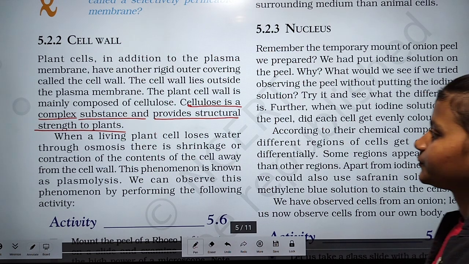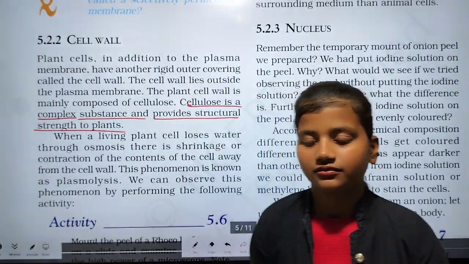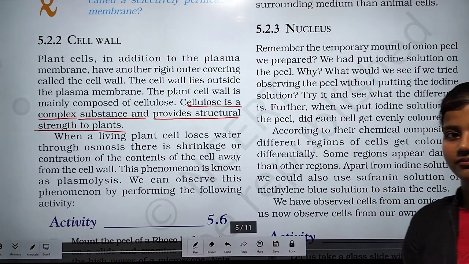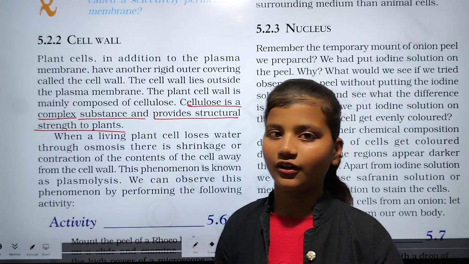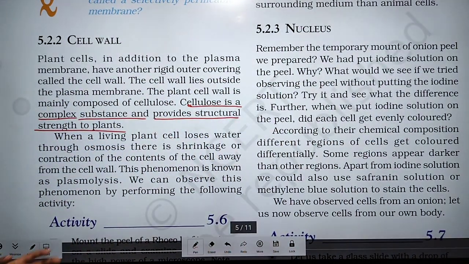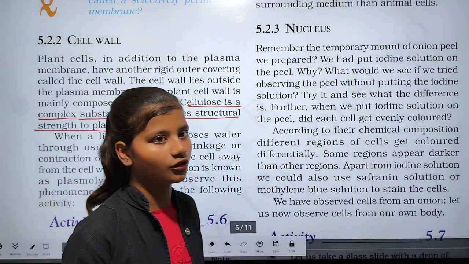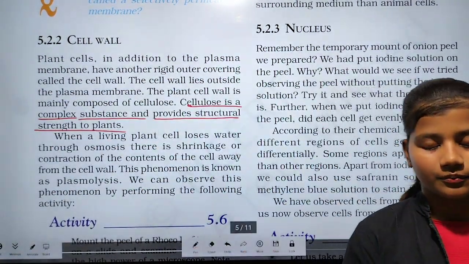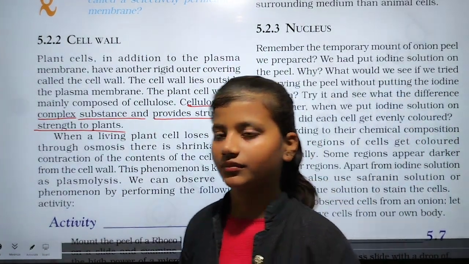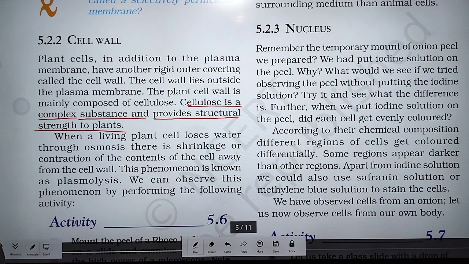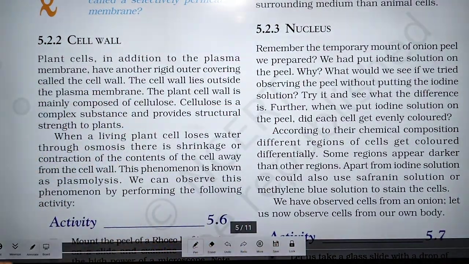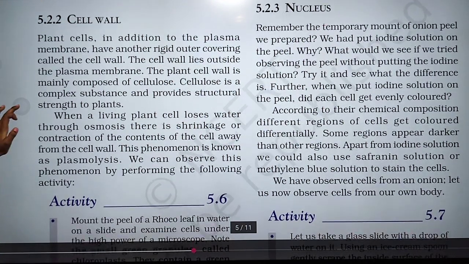It protects the plant from infection. It also provides very hard protection to the plant cell against many types of things. This is what the cell wall provides to the plant cell.